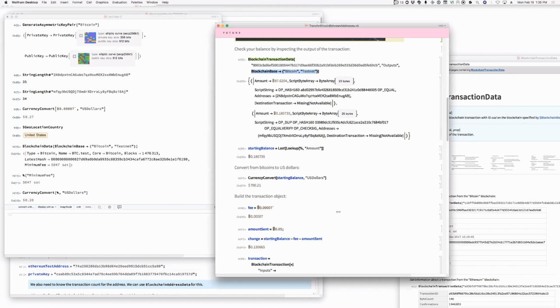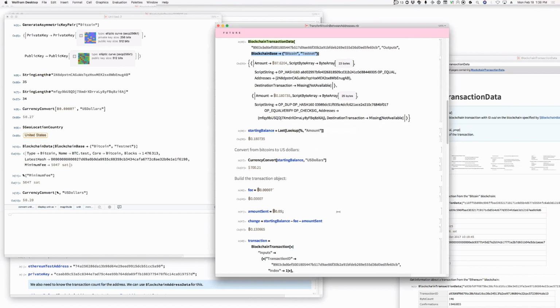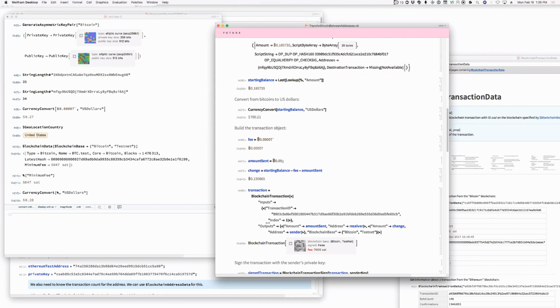Okay. All right. So let's keep going here. All right. Change. What does this mean? This means, since we are sending some money to our receiver address, we also have to send money back to us, to our first. Okay. All right. So let's build the transaction.